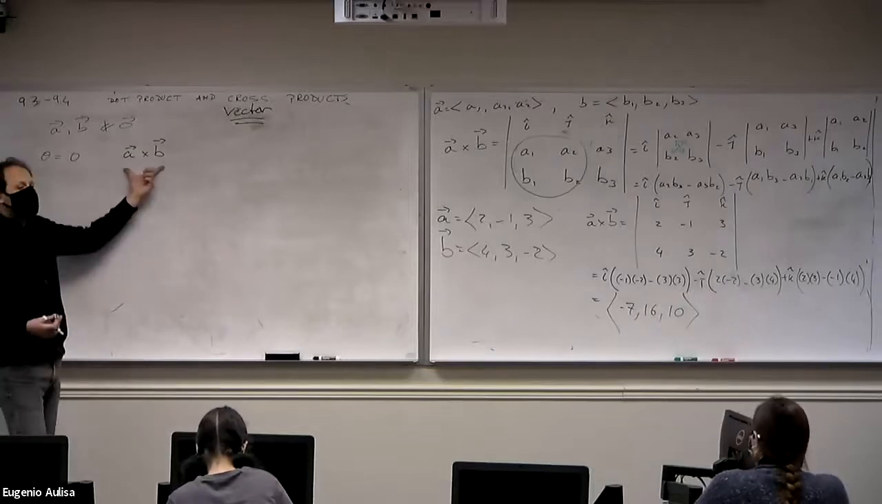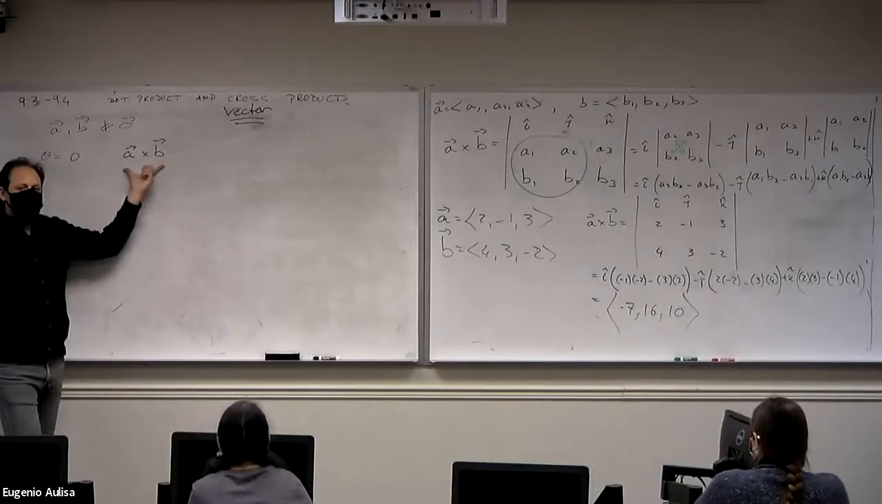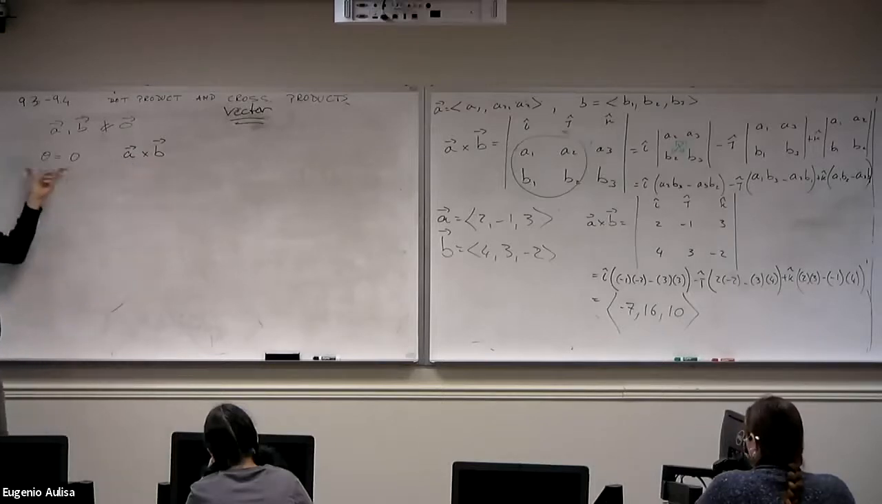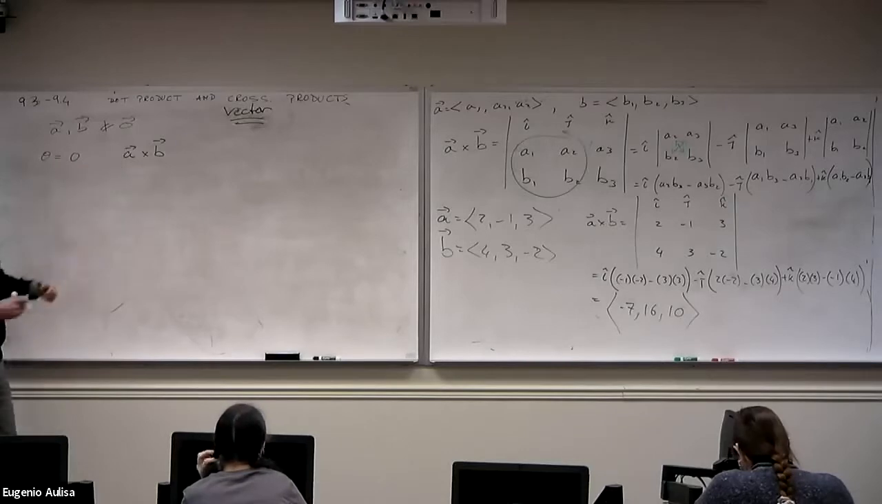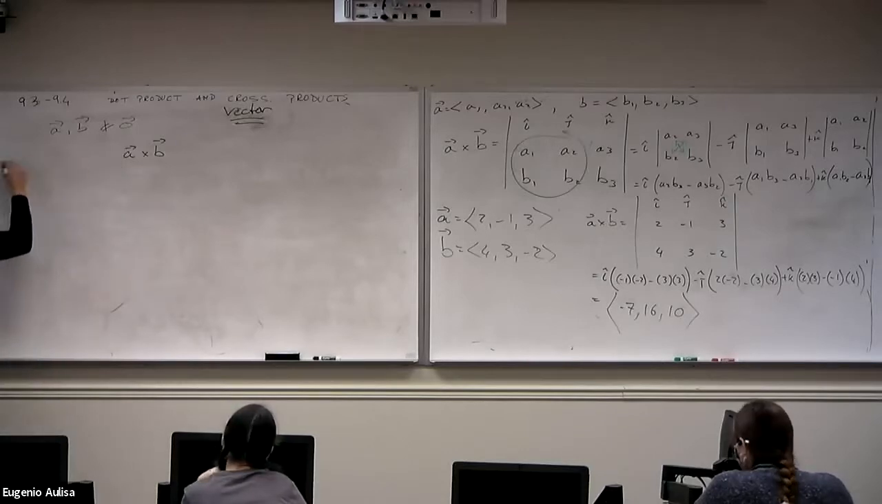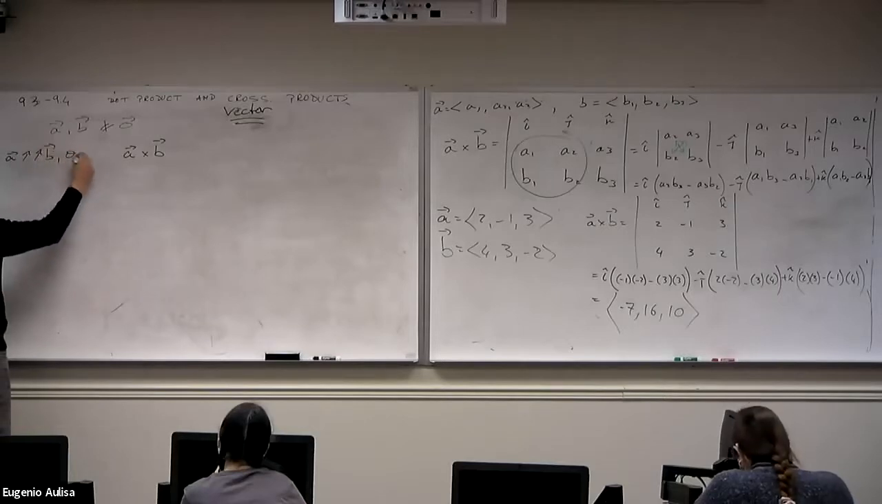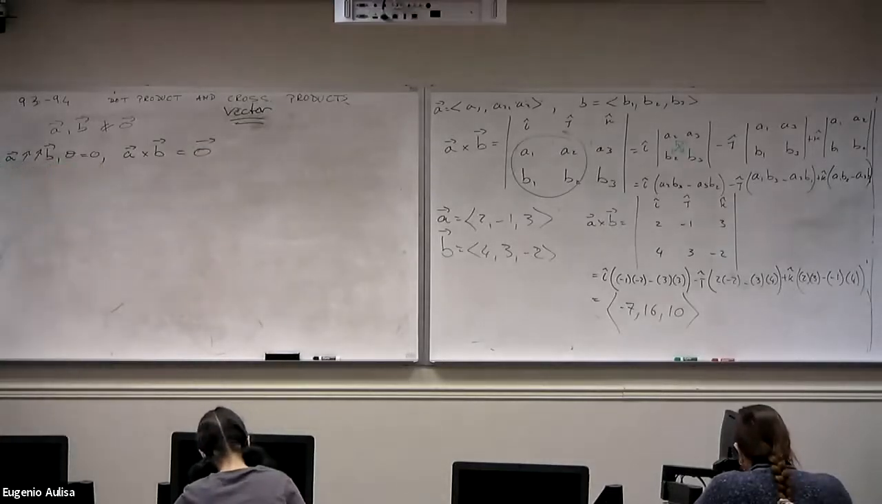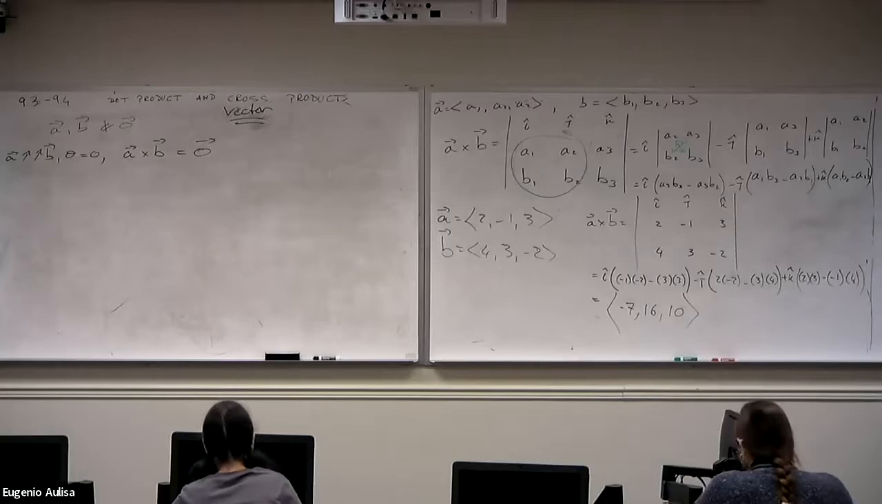The size of this vector will involve the sine of 0, right? What is sine of 0? 0. So if this is the case where A and B are parallel, sine of 0 is 0, this is going to be the 0 vector. So each component of that cross product is going to be identically 0.